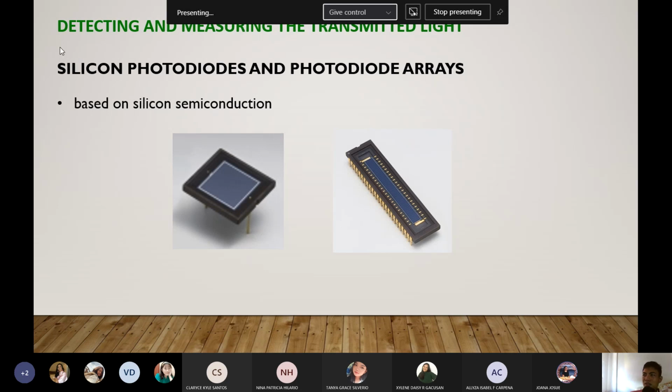Silicon photodiodes work the same way. This is what is in our camera. If you open your iPhones or cellphones, behind the lens of the camera there is a photodiode. The light hits it, and then the electrons move around. As a result, there is a voltage. Our cellphones then convert that electrical voltage into pictures. So that is what happens. It's amazing.